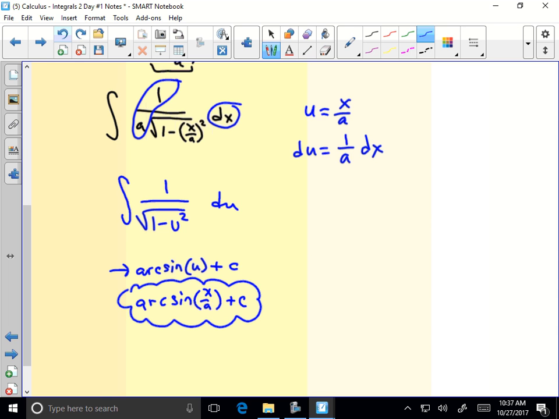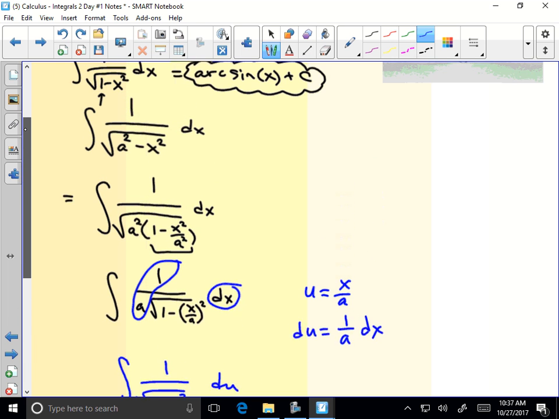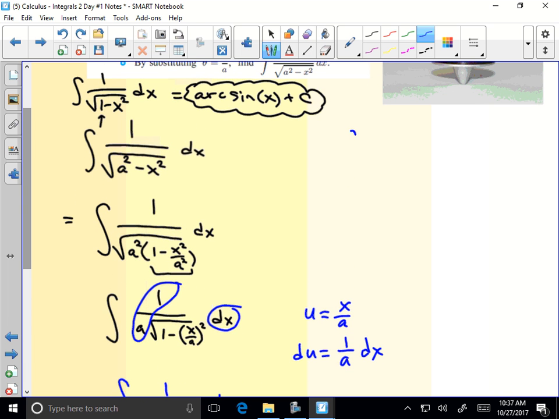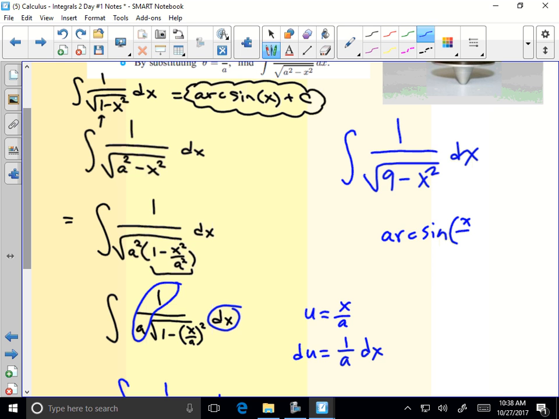Okay, so what is this telling us? This is telling us this. What would be the integral of 1 over the square root of 9 minus x squared dx? It'd be the arc sine, now watch now, arc sine of x over a, which is what? Not 9, 3, plus c.